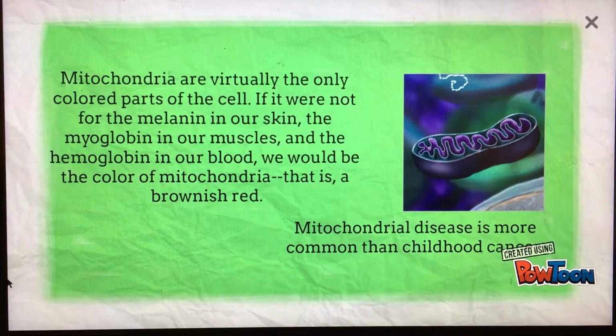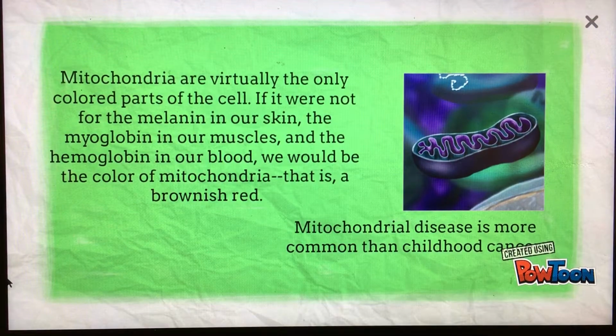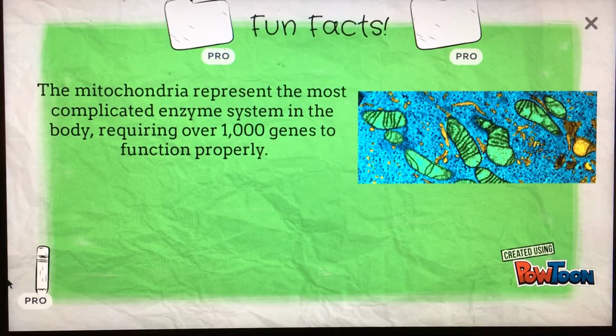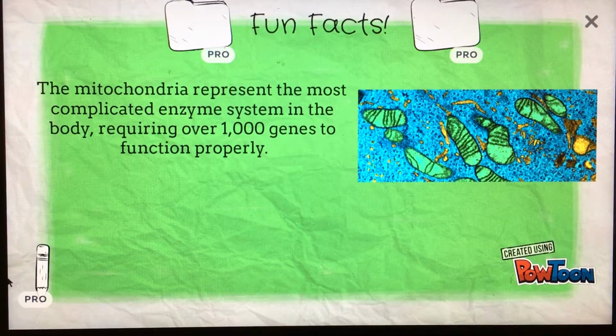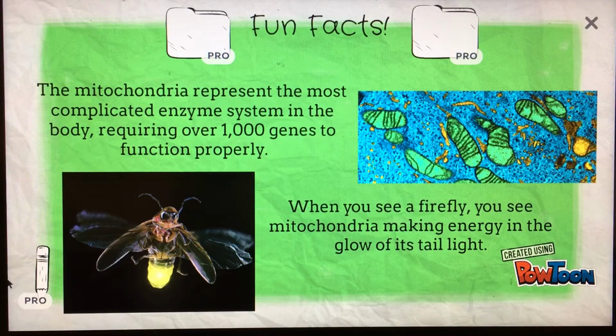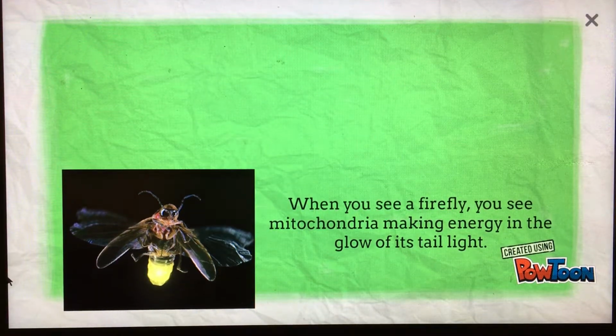Mitochondrial disease is also much more common than childhood cancer. The mitochondria represents the most complicated enzyme system in the body, requiring over 1,000 genes to function properly. And when you see a firefly, you see the mitochondria making energy in the glow of its tail light.